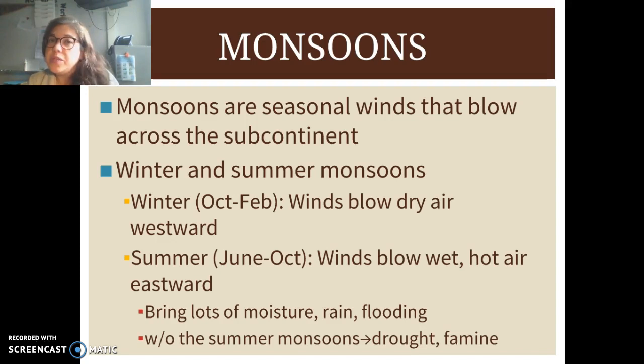In the winter, there's dry air that blows in a westerly direction, and in summer, there's wet, hot air that blows eastward. And when those summer monsoons come, they bring a lot of rain and they bring a lot of flooding. That helped the people in the River Valley civilizations who needed the rivers to flood and deposit fertile soil or silt along the banks so that they could farm and have crops. When the summer monsoons didn't come, which sometimes happened, there was drought and famine that occurred. So drought means that there's no water, and famine means that there is not enough food for people to eat.